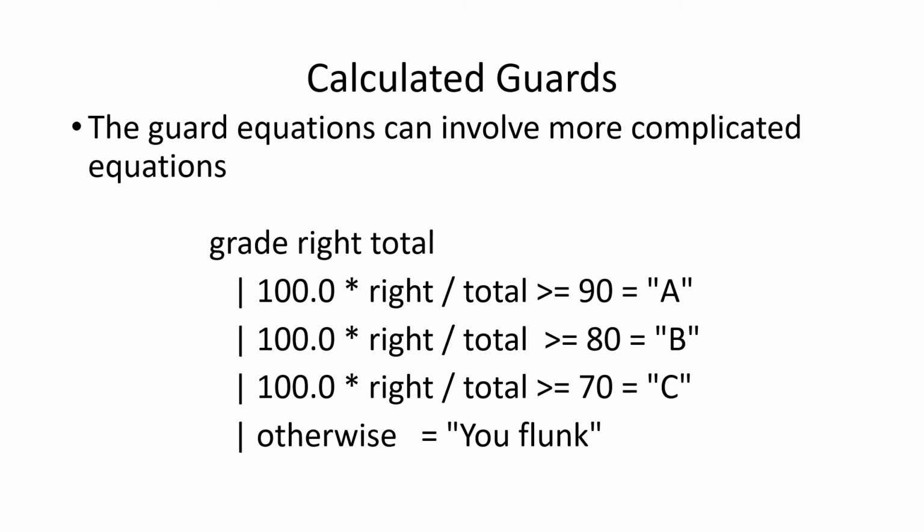Guards extend this such that you can have a function in the beginning using the parameters, and then if that function is true, then it takes the definition of the function on the right. In this example, the functions on the right are quite simple. They're simply single letters, but they could be, of course, full Haskell functions. So this one just says if the calculation of 100 times the right divided by total is greater than 90, it's A. Otherwise, then if it's greater than 80, it's B, C, and then otherwise, which is the keyword otherwise, means none of the previous statements were correct.